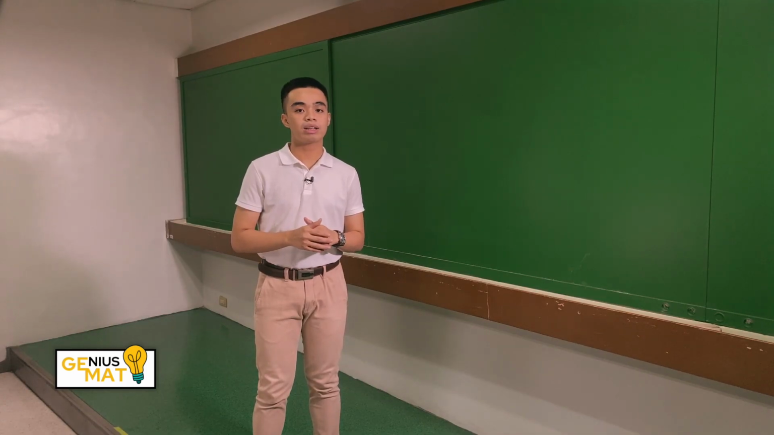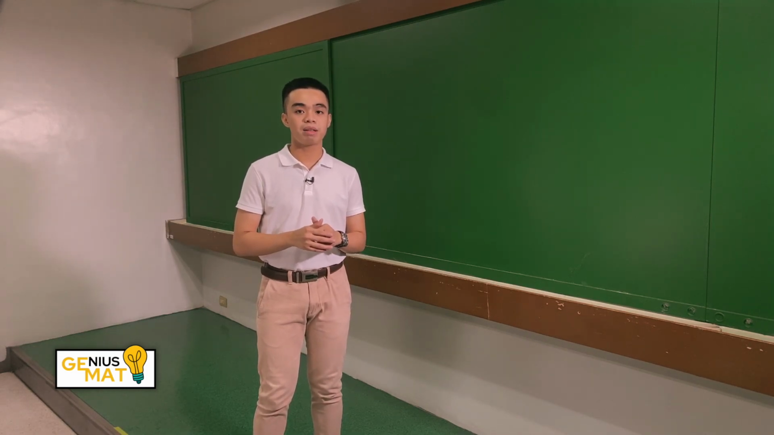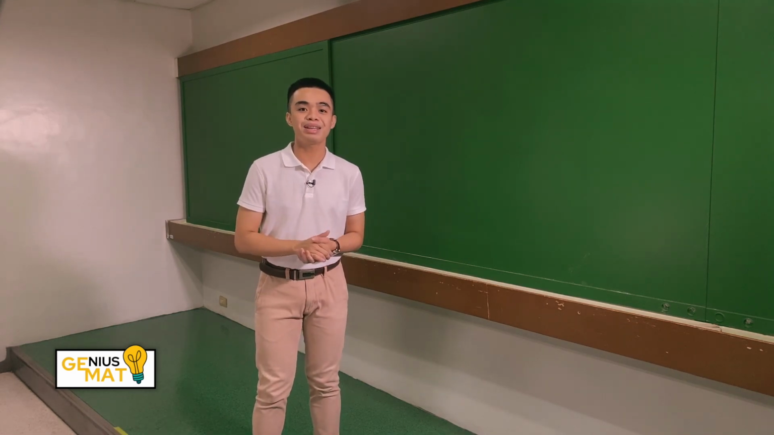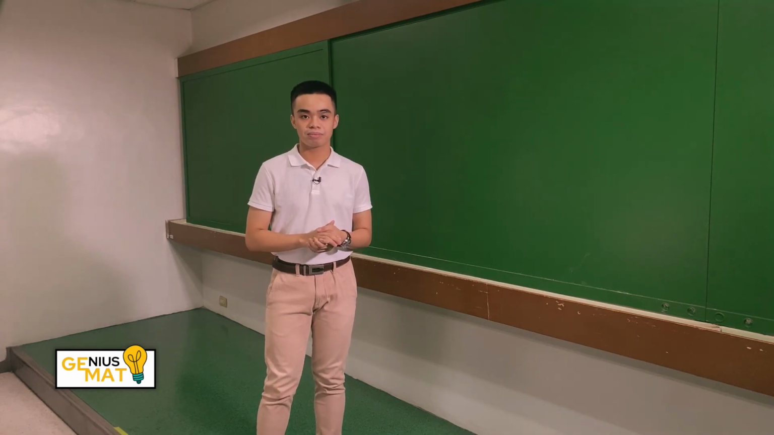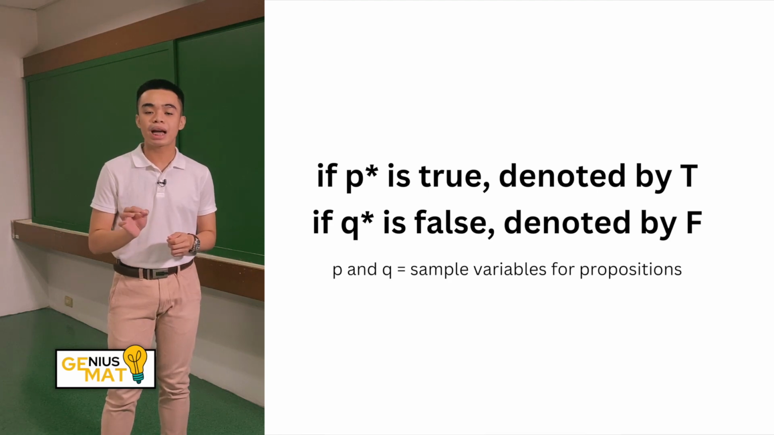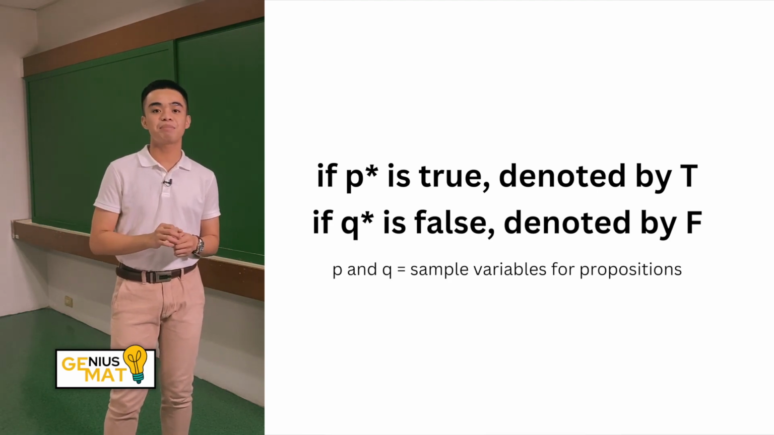Propositional calculus, also known as propositional logic or sentential logic, is a branch of mathematical logic that studies the logical patterns or relationships between propositions or statements that can be either true or false. If a proposition is true, it is denoted by capital T, while if its truth value is false, it is denoted by capital F.